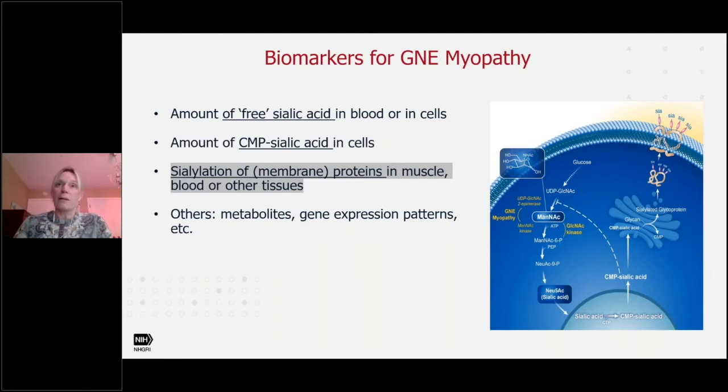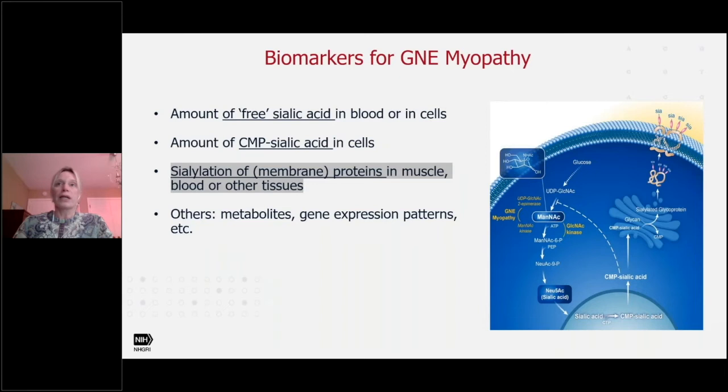Because if we give ManNAc, free sialic acid can only be made inside the cell. So if we give ManNAc and we can measure an increase of free sialic acid in the blood, it means that this ManNAc has seen a cell. So that is a very good marker that your therapy is inserted into cells. If you would do sialic acid therapy, measuring free sialic acid in blood is not such a good biomarker, because you do not know if this sialic acid has seen a cell.